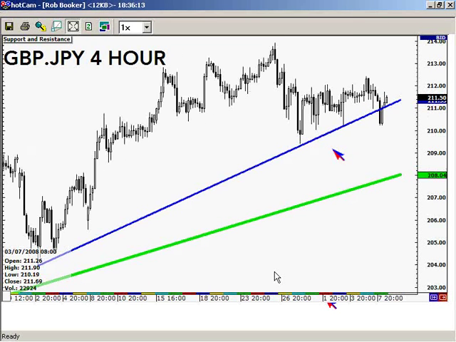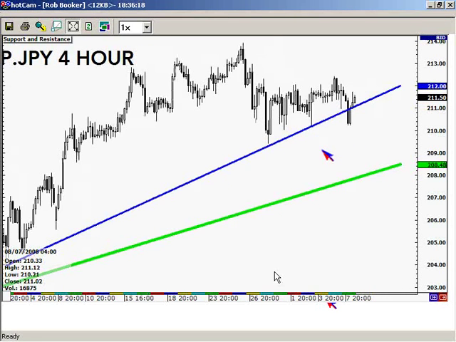This blue trend line is already broken. Check that out. Do you see how it closed below that trend line there? And this trade would theoretically already be open.